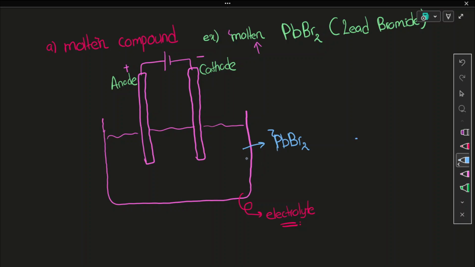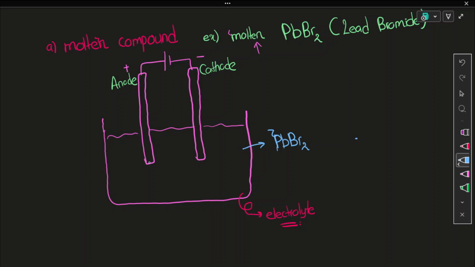So what should we do in electrolysis? This is the first step. You figure out the ions. What exactly are the ions? It's literally right there in front of you. We have the lead ion and we have the bromide ion.